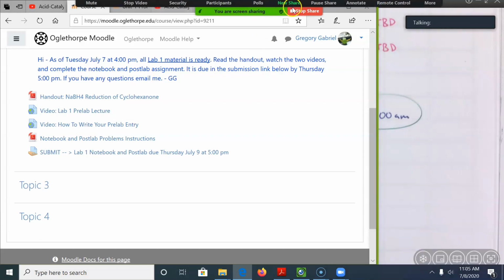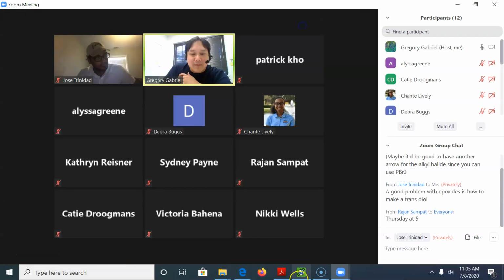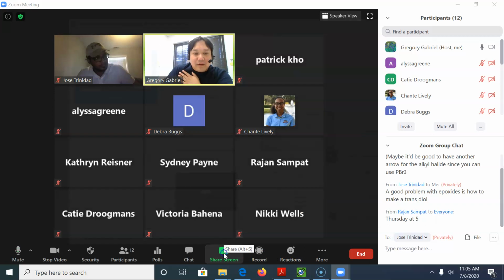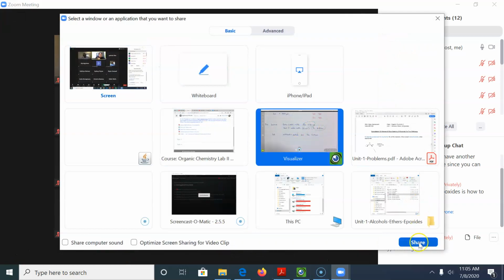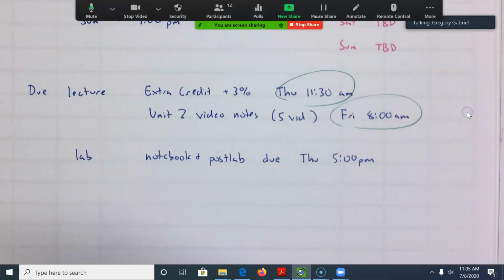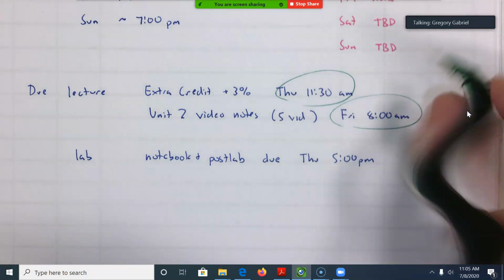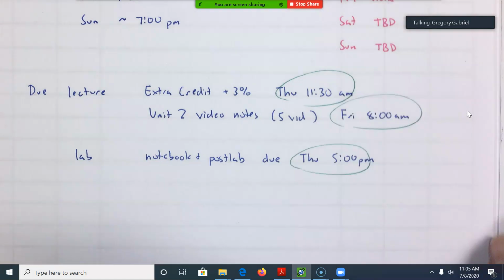Okay. Let me show you what I have on the document camera. Oh, we have some questions. A good problem with a process is how to make it turn. Everything circled, that is the easiest way to improve your grade, by getting these assignments in on time.